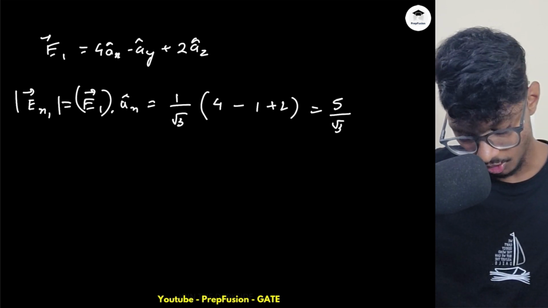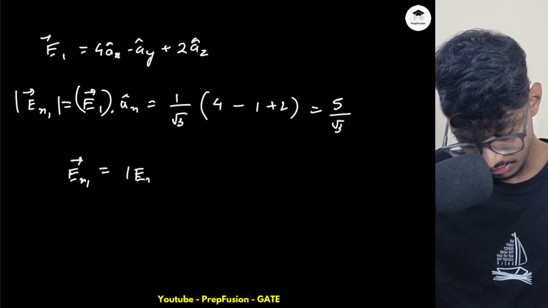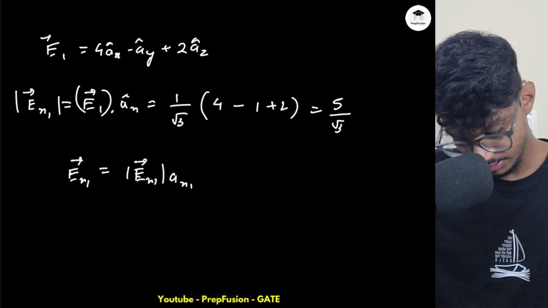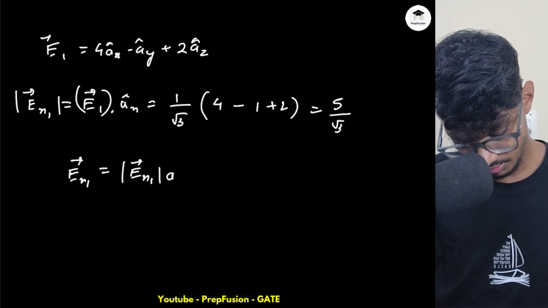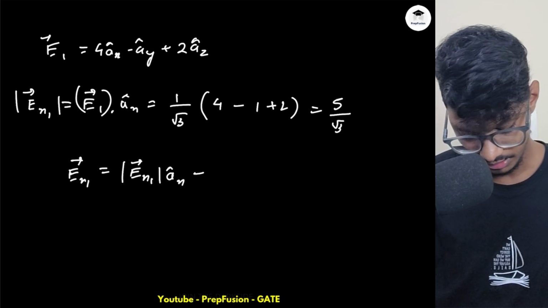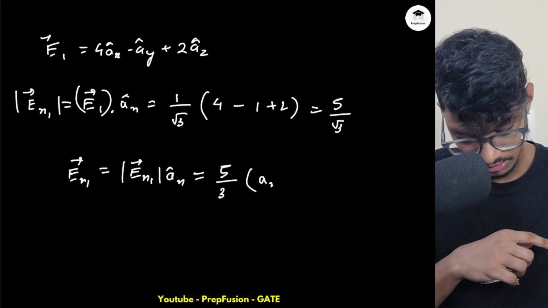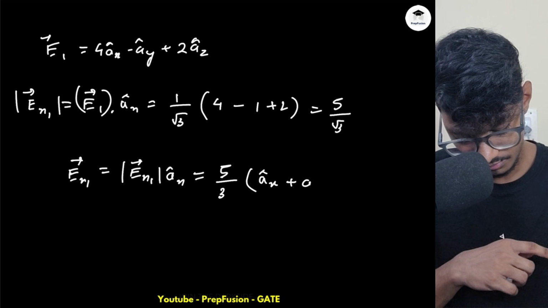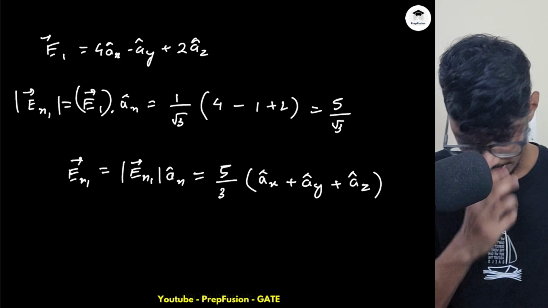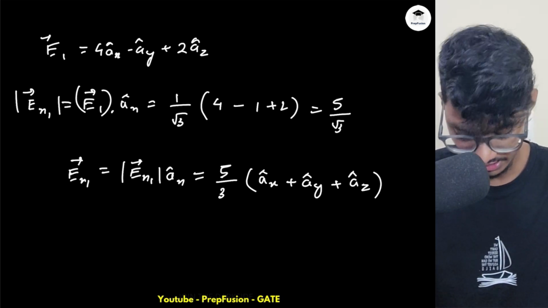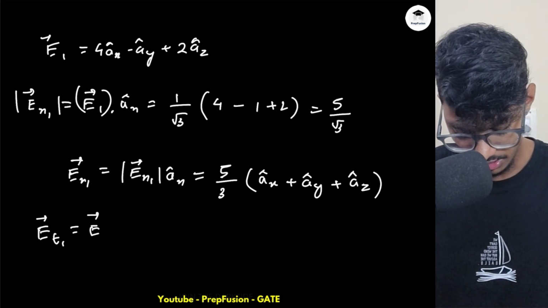Okay, and your normal component of the electric field, En1 vector, will be the magnitude of En1 times an vector, not n1, basically an vector. So this will be equal to 5 by root 3. Already I have 1 by root 3 extra, so this will become 5 by 3 (ax cap plus ay cap plus az cap). Okay, so this is true. So I get the electric field in the normal direction. From this, can I find out the tangential component? Yes, definitely. It will be just E minus En1.